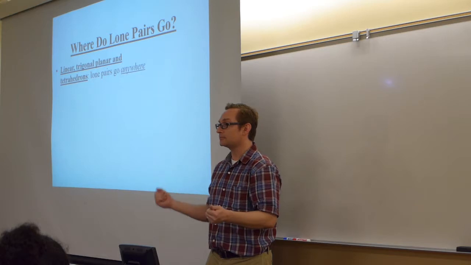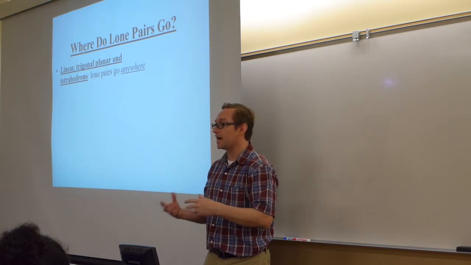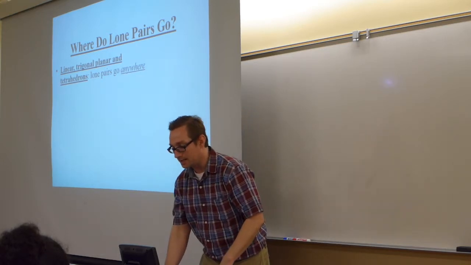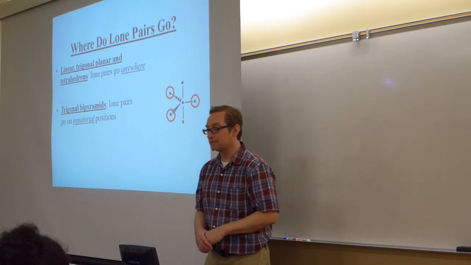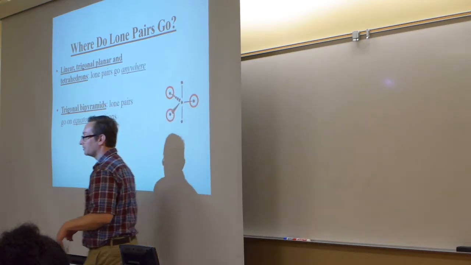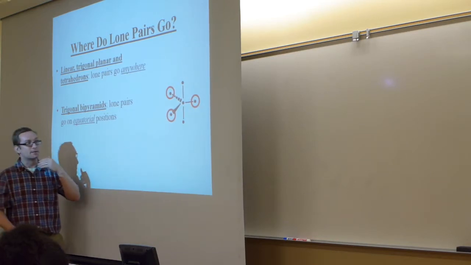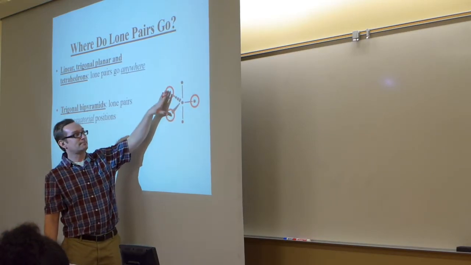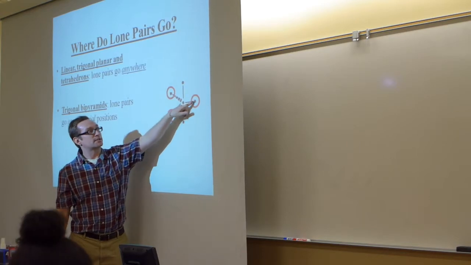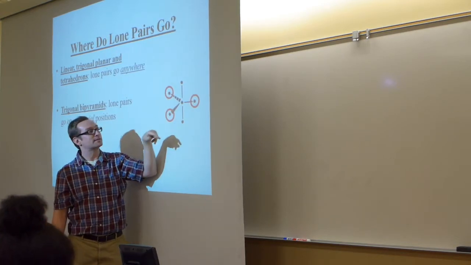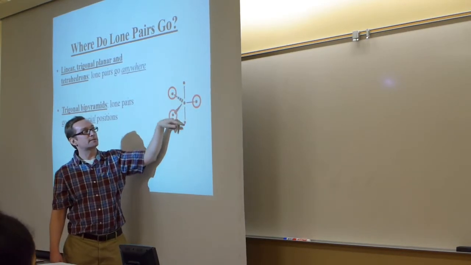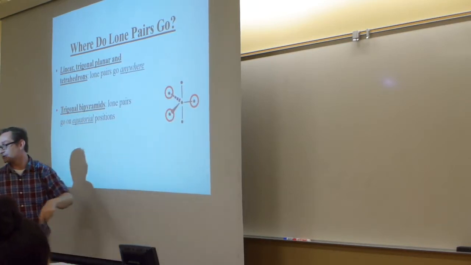If you take off an atom and replace it with a lone pair, it doesn't matter which atom you take off. But for trigonal bipyramids, and I just kind of did this in front of you a minute ago, it does matter where you add the lone pairs. So for a trigonal bipyramid, we call these positions equatorial positions. And these ones that I don't have circled are called axial positions.